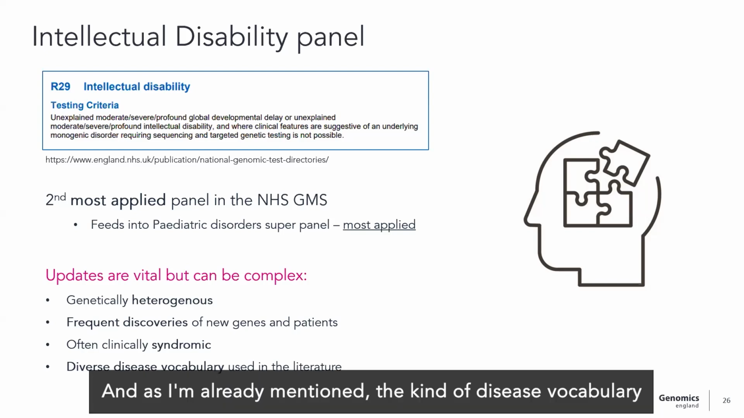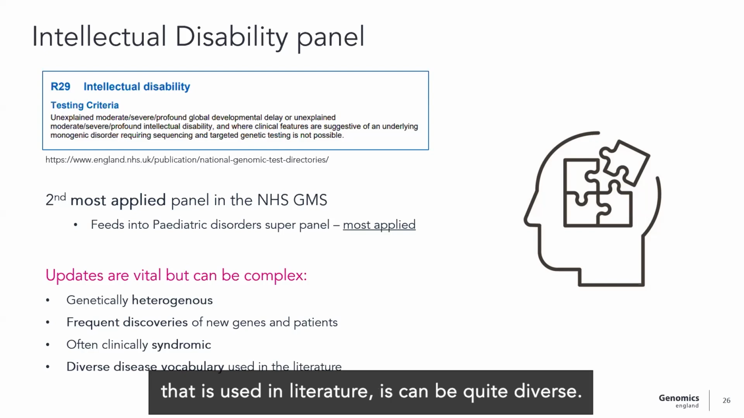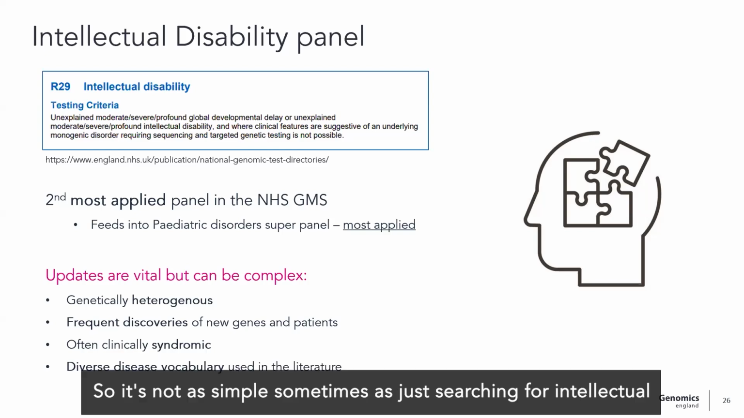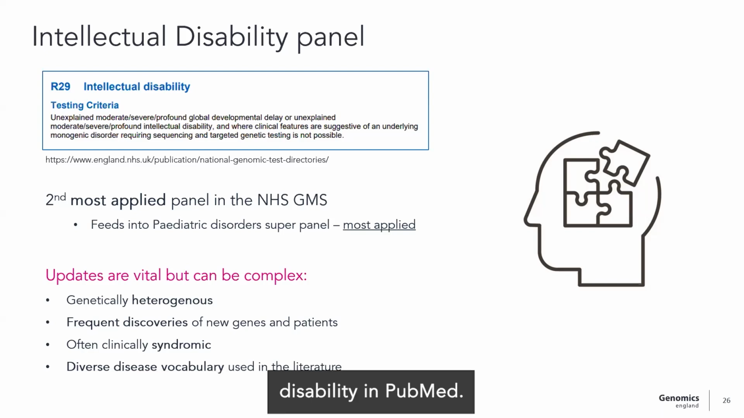And as Sam already mentioned, the disease vocabulary used in the literature can be quite diverse. So intellectual disability can be reported maybe as cognitive deficits. It's not always as simple as just searching for intellectual disability in PubMed.